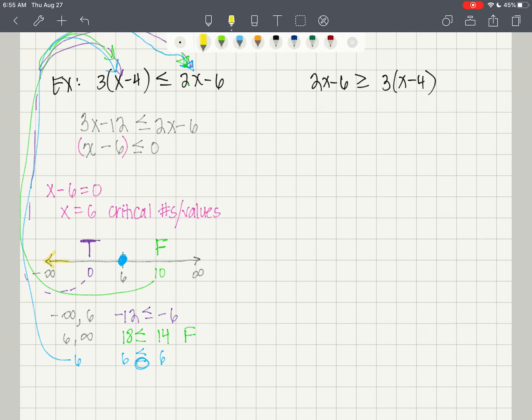I know this seems the long way of doing this. You're like, why could I not just say x is less than or equal to 6?